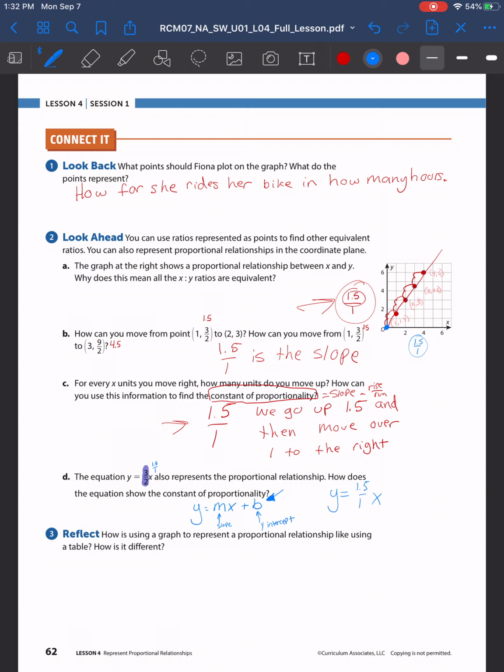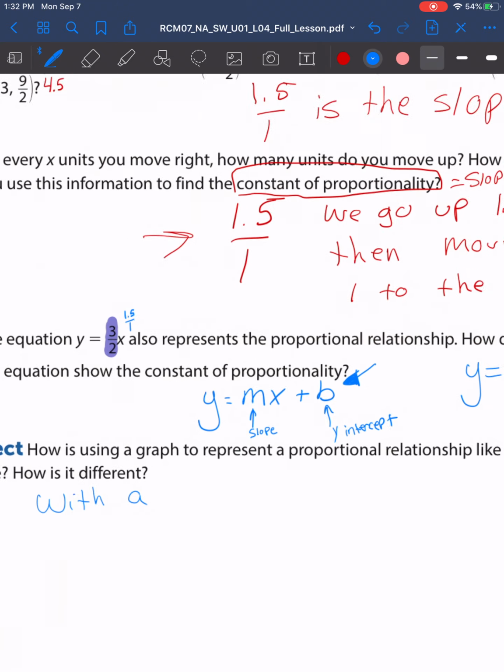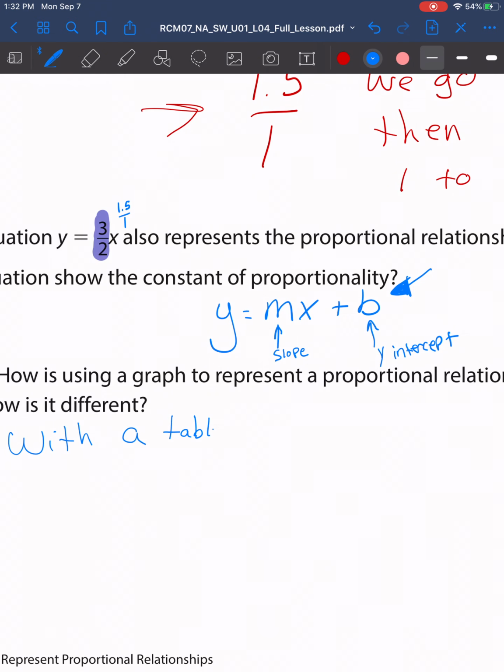How is using a graph to represent a proportional relationship like using a table, and how is it different? So, for example, if I was showing it with a table, I wouldn't have to go find the slope, because a table would already just show us the proportional difference. But with a graph, I have to go find the slope, okay? So with a table, you don't need to find the slope. The reason why you don't need to find the slope is because they already give it to you.